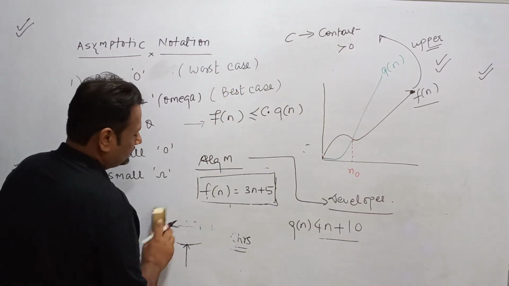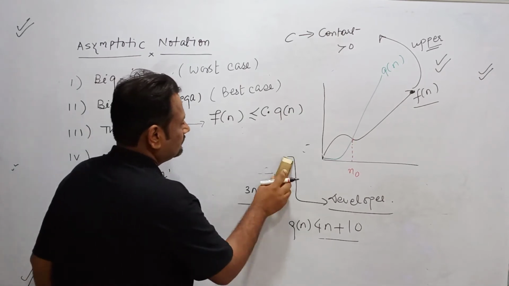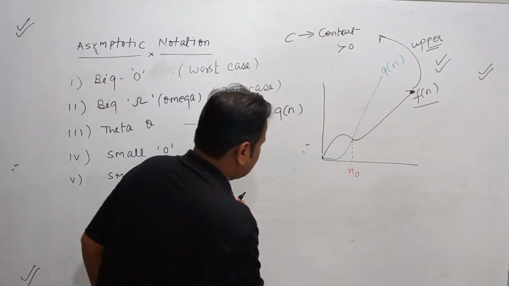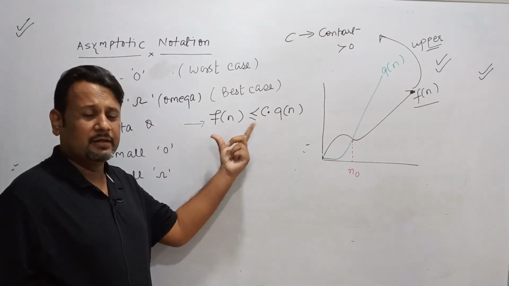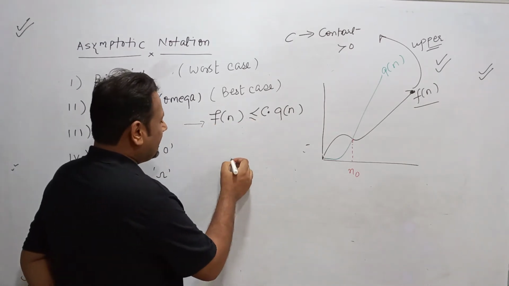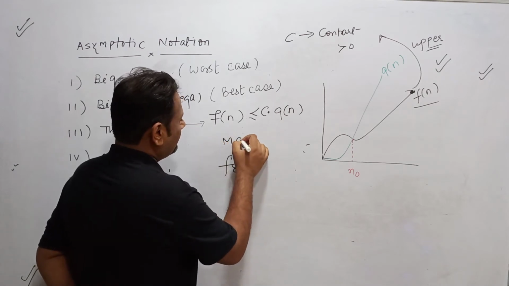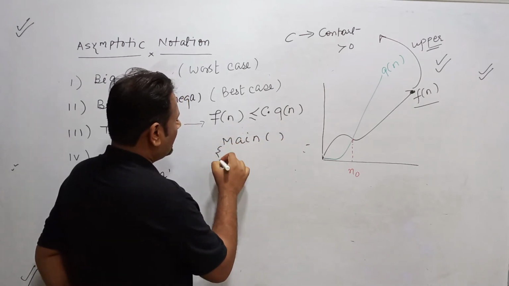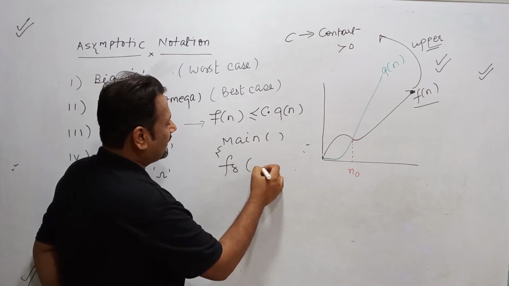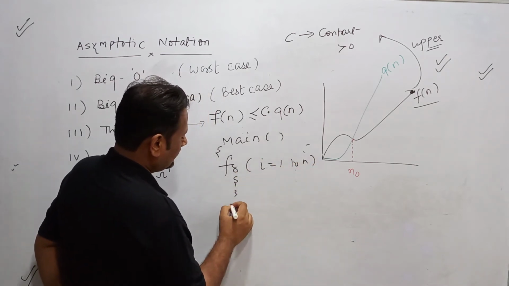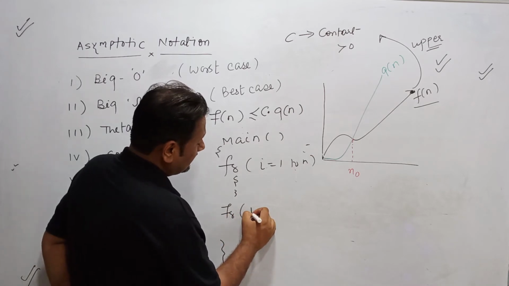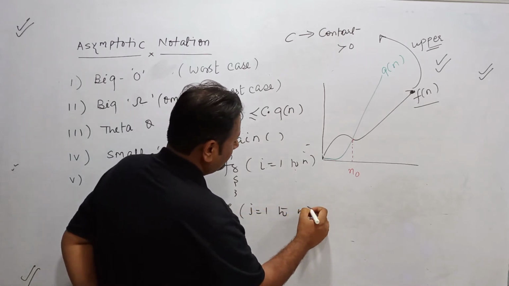Let me explain to you. Why I have written this, because this is the most confusing thing. Mostly people just remember this. What is the meaning of this? Let's say I have a program main. If the complexity of this program, there are two loops, i is equal to 1 to n. Then another loop is there, j is equal to 1 to n.